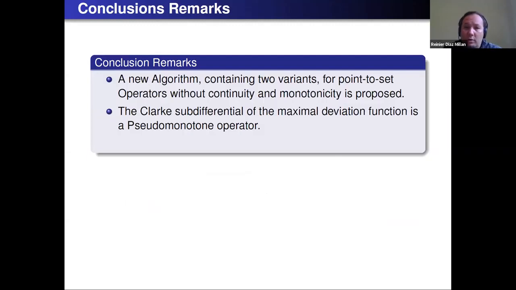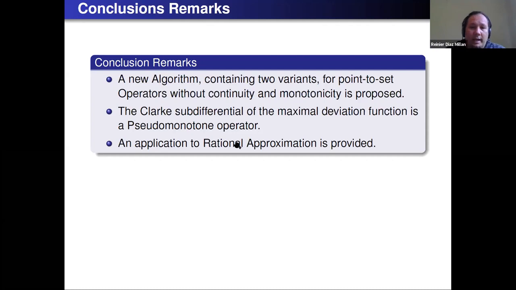As far as we know, there does not exist another algorithm in the literature that solves this problem, pseudo-monotone and point-to-set operator, but more than pseudo-monotone, where S0 is equal to S star, without continuity and without monotonicity. The Clarke subdifferential of the maximal derivation function is a pseudo-monotone operator. This is also a new result. And we provide an application to rational approximation.